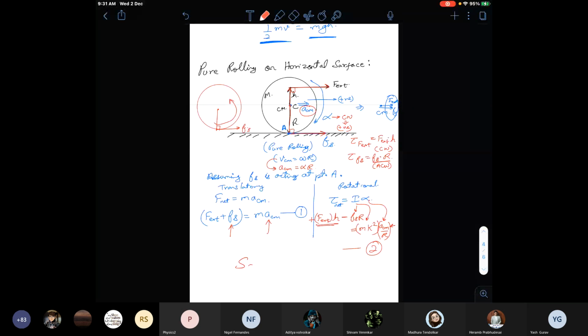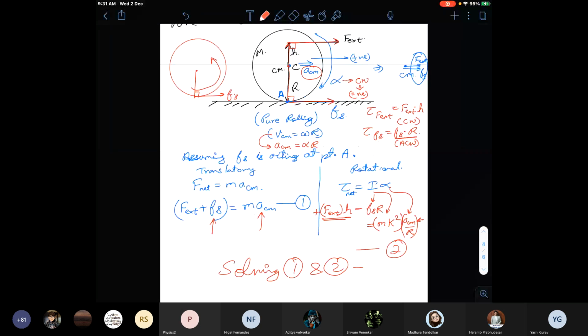So solving 1 and 2, you will get the relation of acceleration of center of mass and frictional force. I will directly write the result. In between there is mathematics, that is not at all important to us. Nobody is going to ask us what the derivation is. The result is important. If you want the derivation, you can do it yourself.